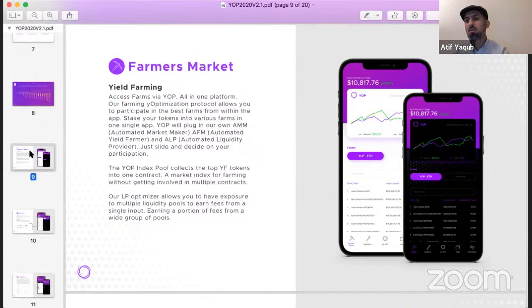Search by different parameters. If you already know what you're looking for, you can enter that. If you want to search by APY or by total locked value, you can customize these parameters and then have a clear vision of where you're already staked and what you're into.